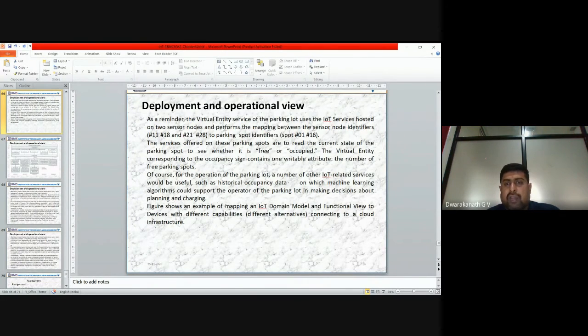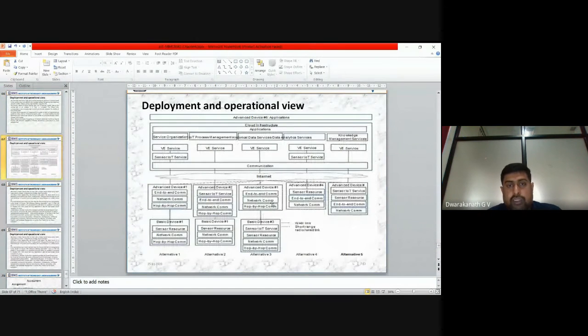The figure shows an example of mapping of an IoT domain model and functional view devices with different capabilities. You can see that figure also, and the cloud part, I will explain in the next class. I'll stop the sharing now. Another 1 hour, I'll complete this particular unit.